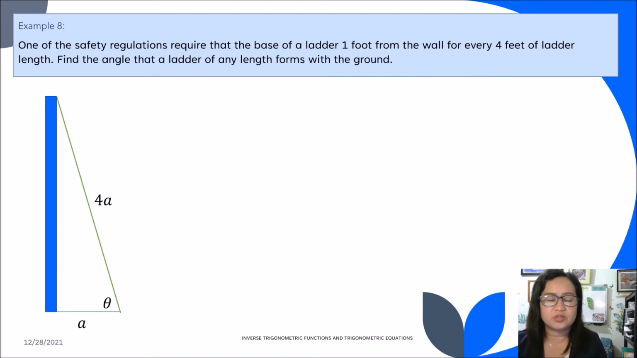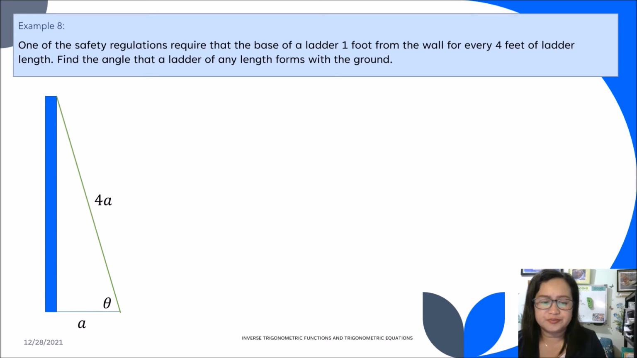So let's apply what we have learned today by solving a real-life problem. One of the safety regulations requires the base of a ladder to be 1 foot from the wall for every 4 feet of ladder length. Find the angle that a ladder of any length forms with the ground. Now, using the information in the problem, we illustrate the angle formed by the ladder and the horizontal distance from the foot is theta. Then we have the horizontal distance A and the length of the ladder 4A.